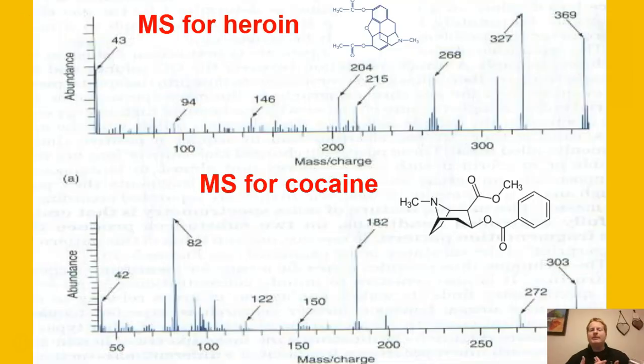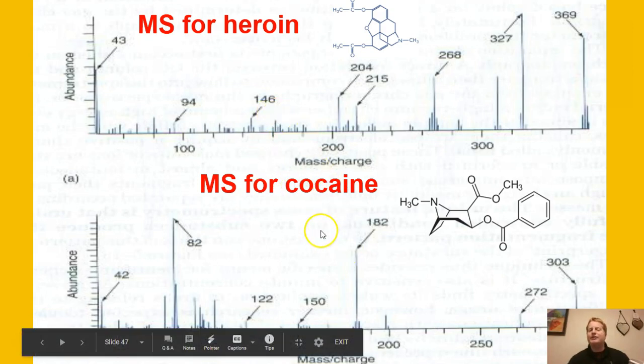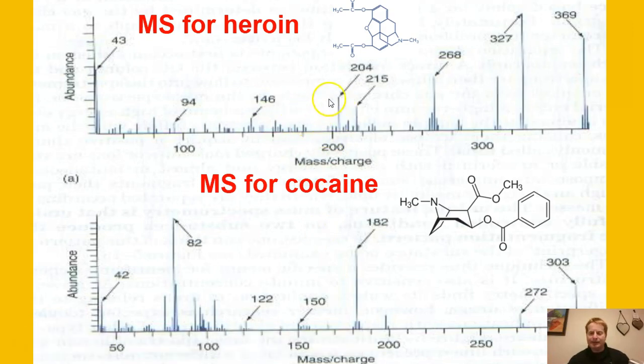So again, we're talking about drugs now. Here's the mass spectrum for heroin, and here's the mass spectrum for cocaine. Heroin always makes this signature, cocaine always makes this signature. So that's how we tell. We compare our spectrum to our known spectrum of heroin, and if they match exactly, then this must be heroin, for example.